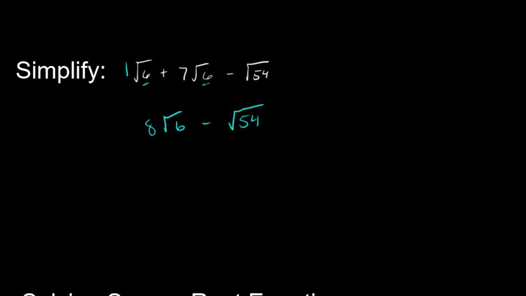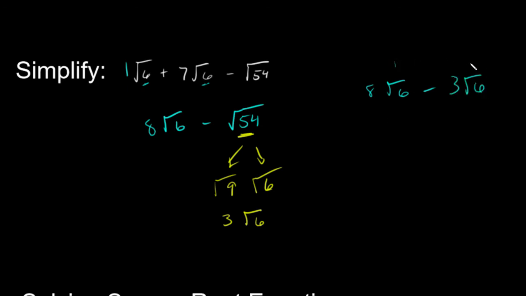Now 54, on the other hand, can be broken down. 54 breaks into 9 and 6. So you take the square root of 9, the square root of 6, and you get 3 times the square root of 6. I'm just simplifying what I can, combining what I can. So what we have is 8 square roots of 6 minus 3 square roots of 6. Hey, look at that, we can combine these. They're like terms again. So 8 minus 3 is 5 square roots of 6. There's your answer.